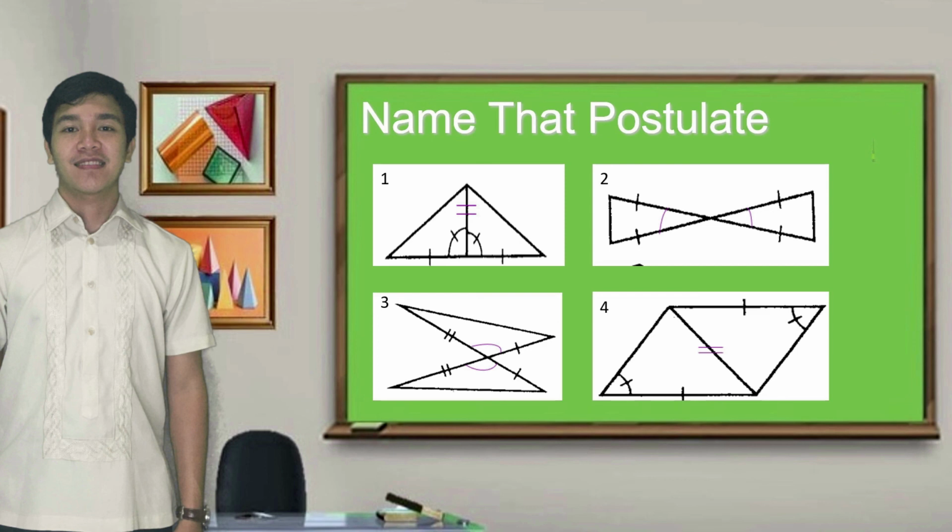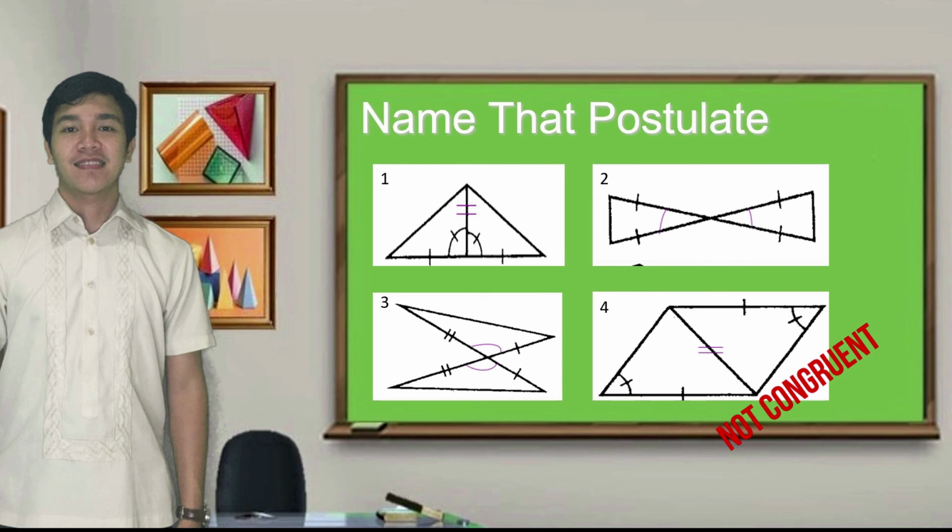Let us check your work. For number 1, the answer is side angle side. For number 2, the answer is side angle side. And for number 3, the answer is side angle side. And for number 4, the figure is not congruent.